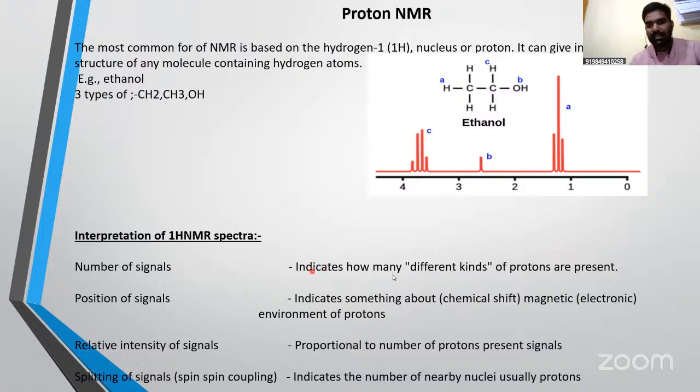So the number of signals indicates different kinds of protons present. Position of signals indicates something about chemical shift and the magnetic environment of protons. Relative intensity of signals gives the proportion to the number of protons present. Splitting of signals, or spin-spin coupling, indicates the number of nearby nuclei, usually protons.